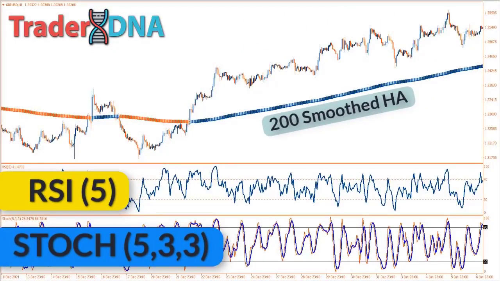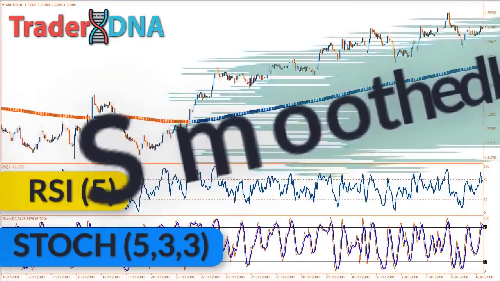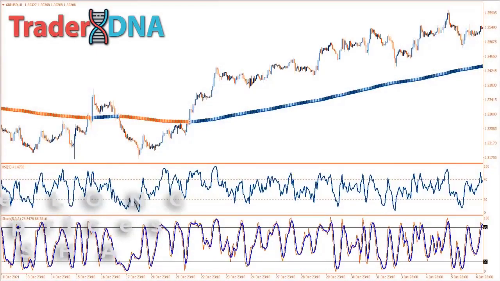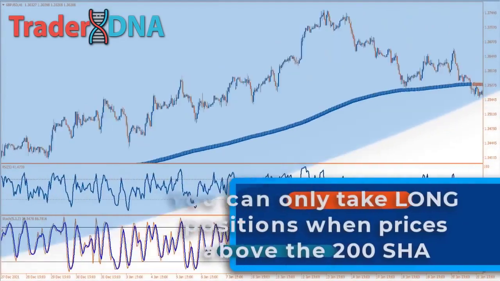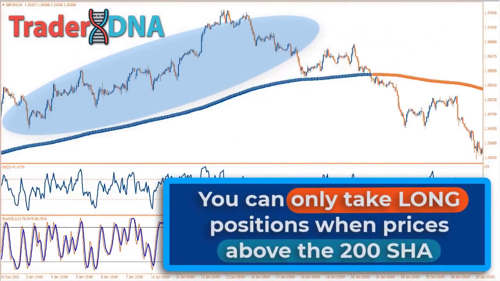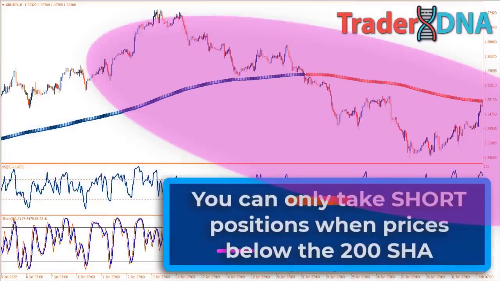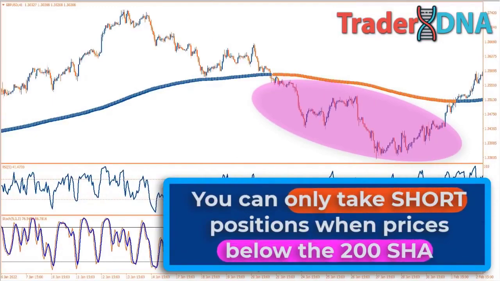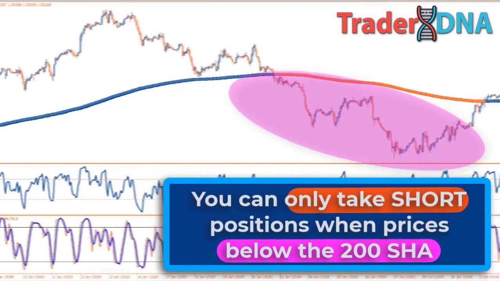The first thing is very simple. The 200 smoothed Heiken Ashi just acts as a basic trend filter. So you can only take long positions when price is above the 200 smoothed Heiken Ashi. And you can only take short positions when price is below the 200 smoothed Heiken Ashi.